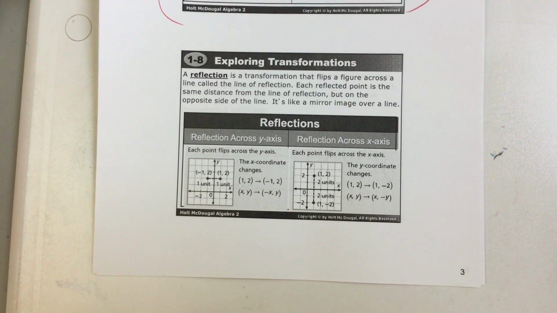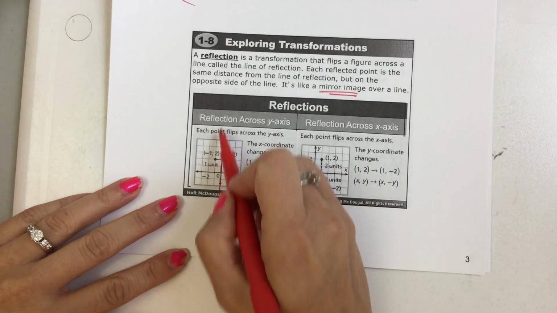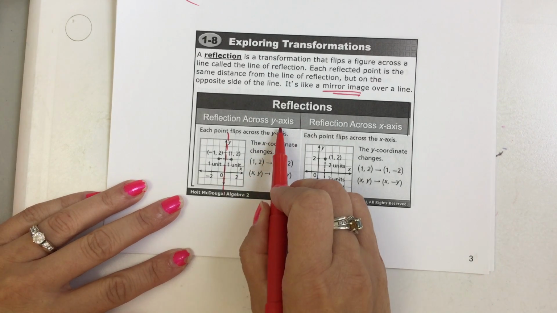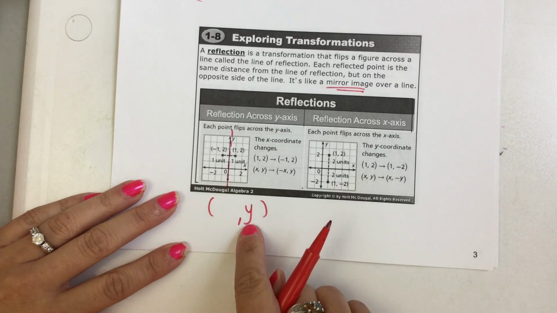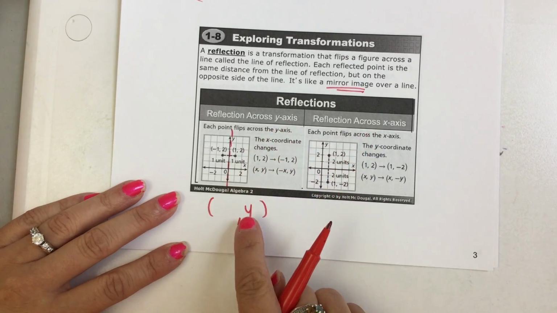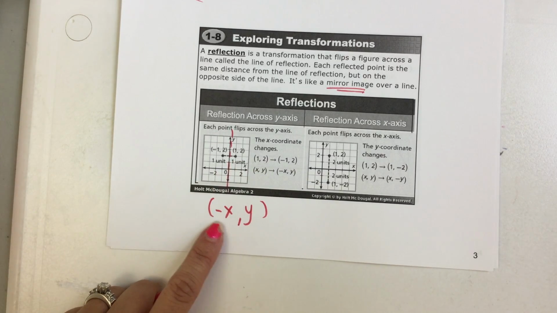Another type of transformation is called a reflection. A reflection is kind of like a mirror image. And we will do reflections across 2 different lines. We will reflect across the y-axis, and what that means is it's like you're putting a mirror image here. In order to reflect across the y-axis, in your ordered pair, you keep the y the same. You have to change all of your x's to the opposite sign. So all negatives become positives, all positives become negatives.